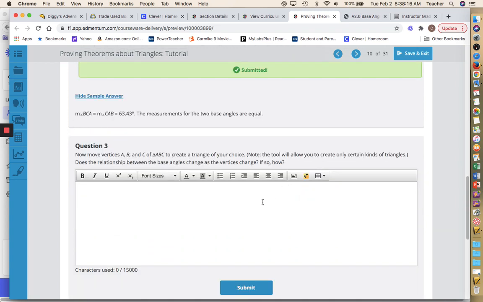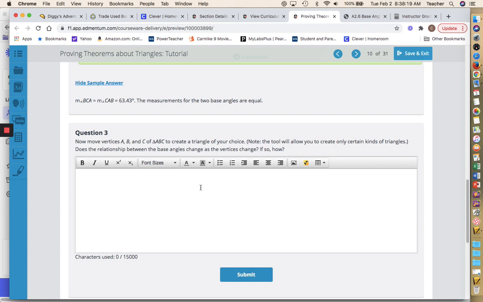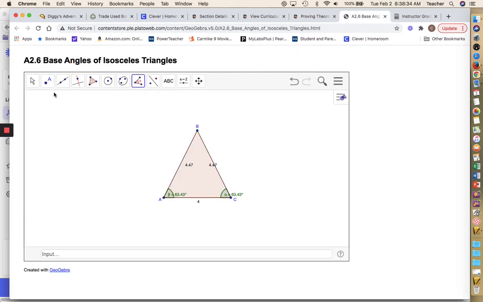All right, question 3. Now move vertices A, B, and C of the triangle to create a triangle of your choice. Note the tool will allow you to create only certain kinds of triangles. Does the relationship between the base angles change as the vertices change? I don't know. We'll see. I'm going to come over here to click move.